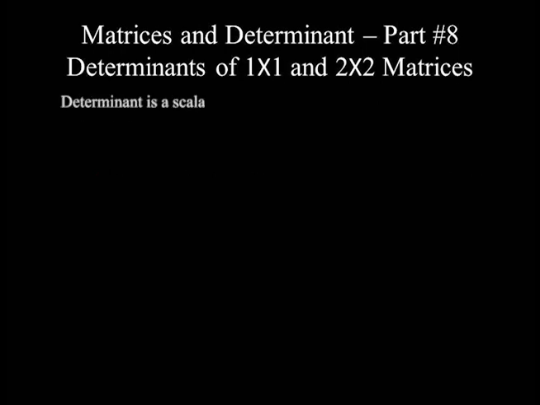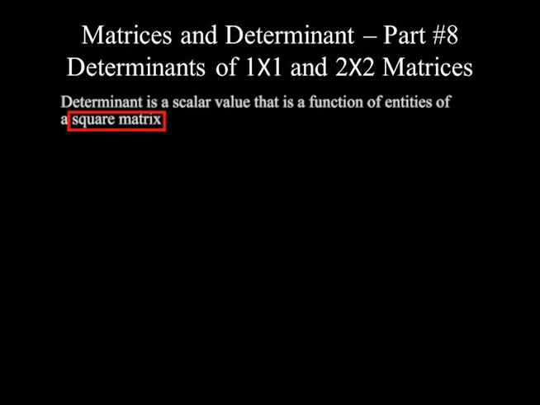Determinant is a scalar value that's a function of entities of a square matrix. From this definition, we can understand that the determinant can be solved only for square matrices. That's 1 by 1, 2 by 2, 3 by 3, or some other higher order square matrices. In this part and in the upcoming parts, we will see how to solve the determinants of matrices starting from 1 by 1 matrix, and then we will dive deep into some higher order matrices.